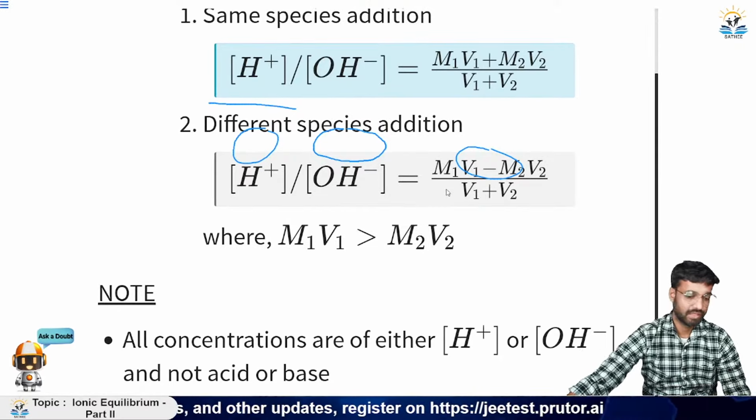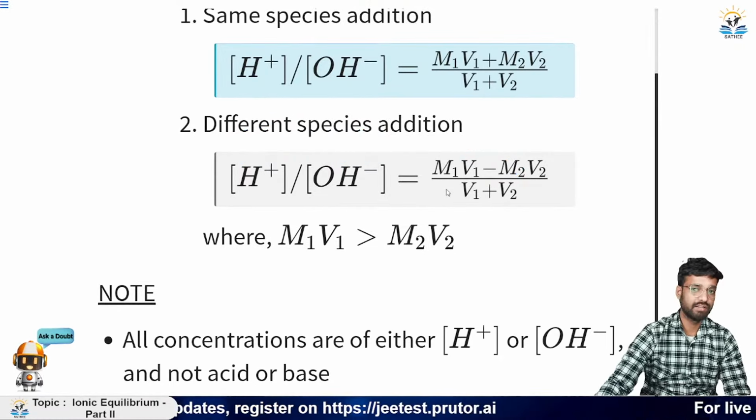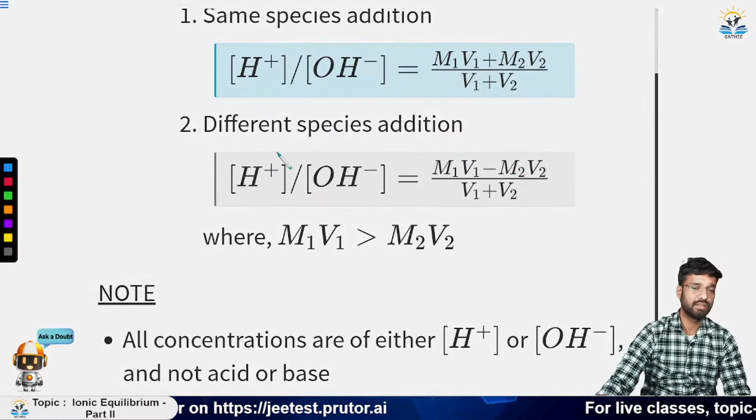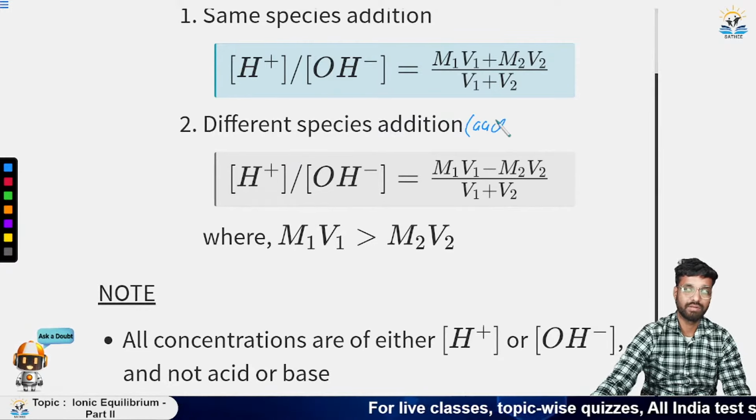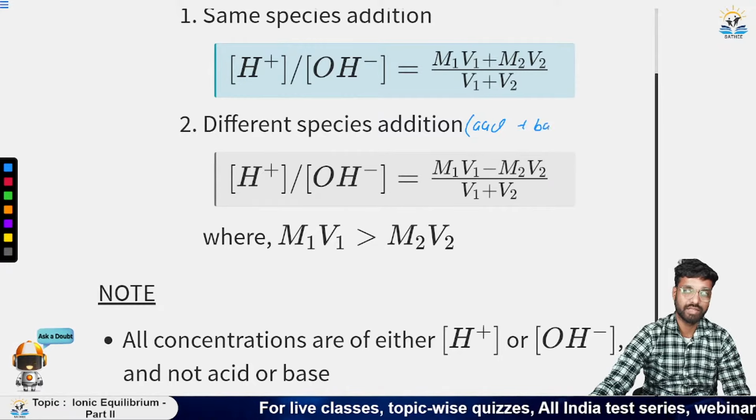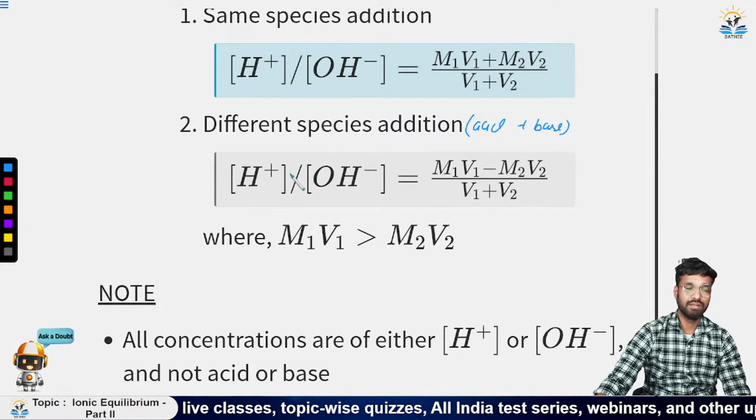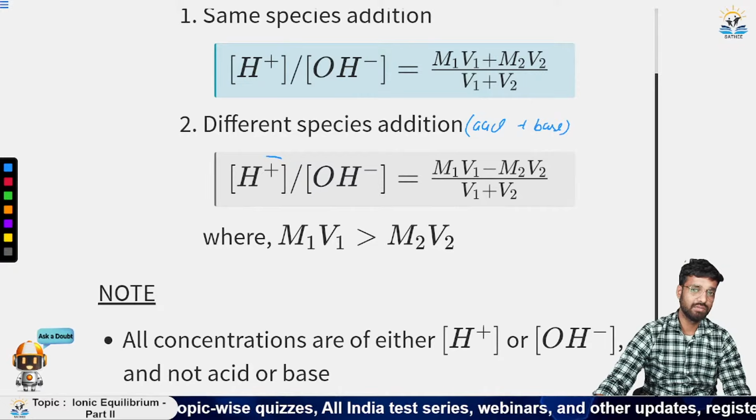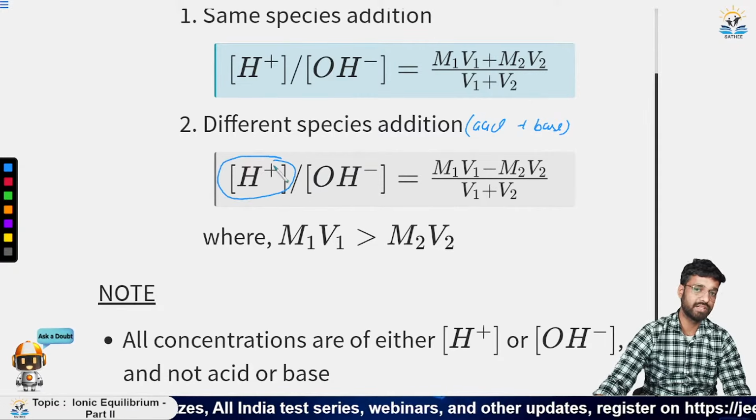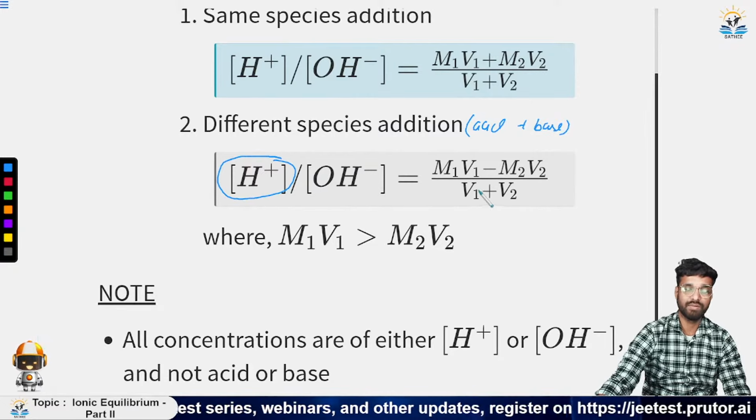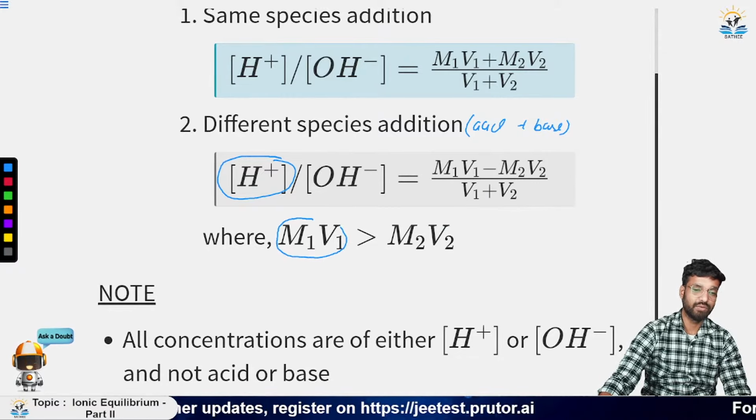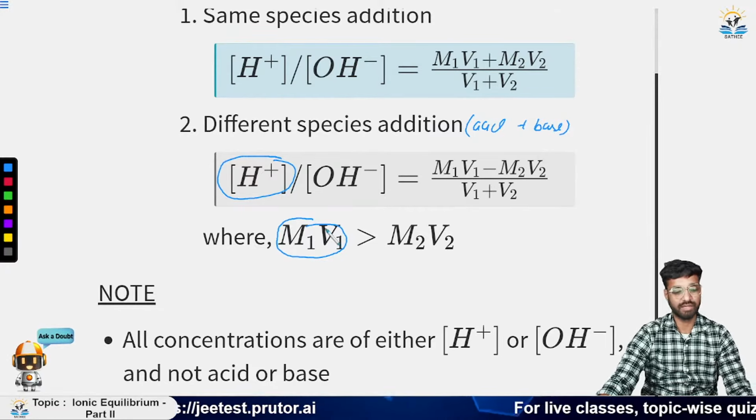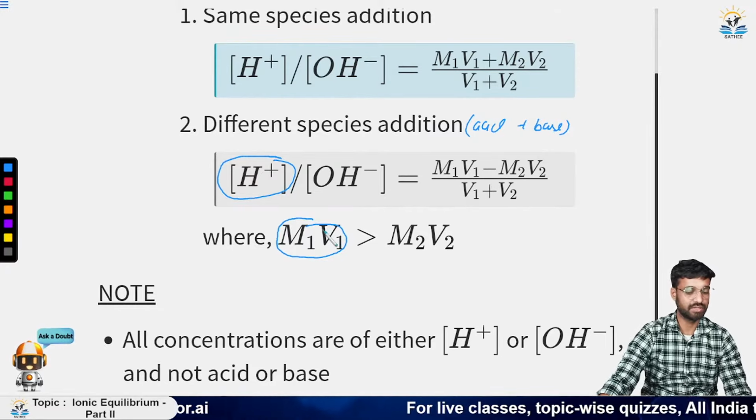Now, the second equation is for reacting two different species, that is, acid and base. If the acid is present in larger amount, then we will get the H plus concentration as M1V1 minus M2V2 by V1 plus V2. Here M1V1 is greater than M2V2. So this is for acid, if it has more acid concentration or H plus concentration.